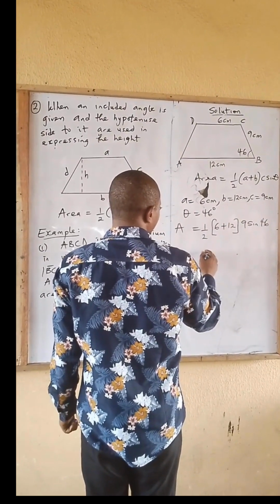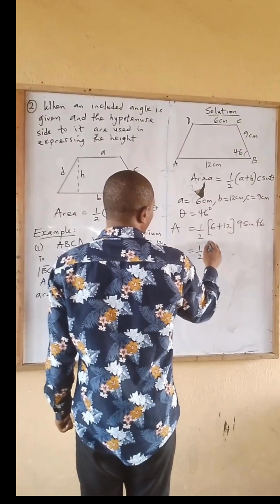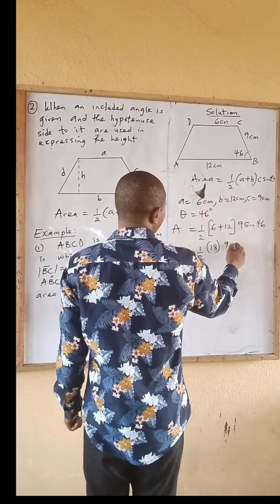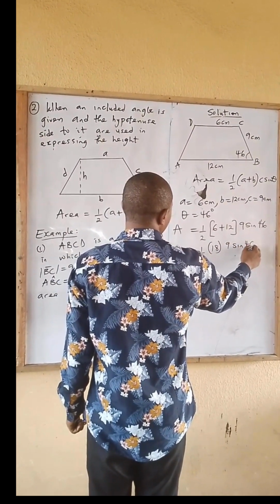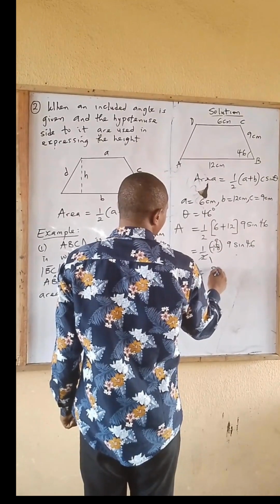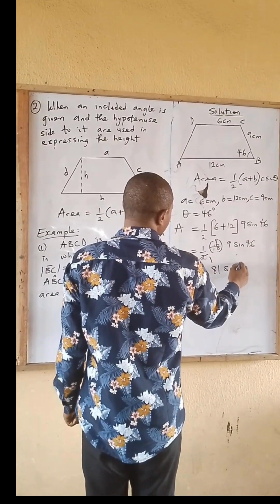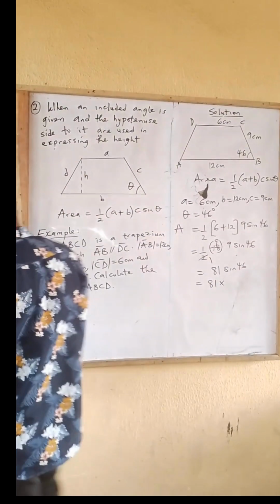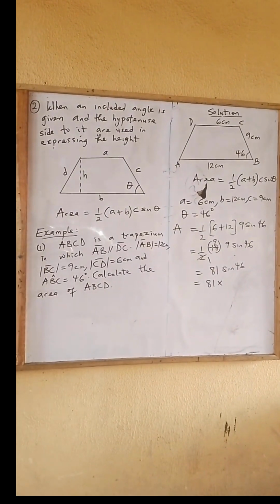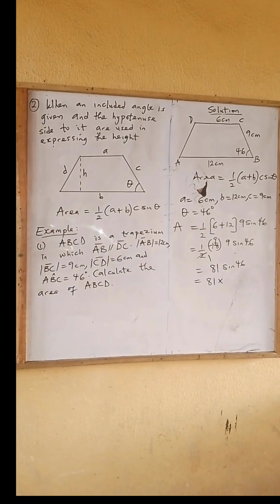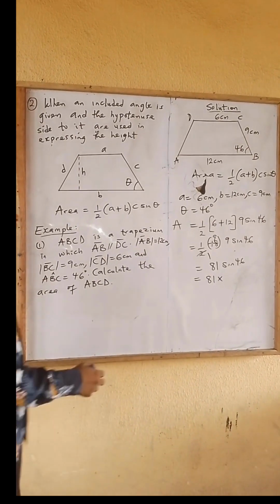6 plus 12, that will be 18. So we are going to have 1 over 2 (18) into bracket, then we have 9 sine 46. 2 here 1, 2 here 9. 9 times 9, that will be 81 sine 46. Then we need to know the exact value of sine 46. What is the actual value of sine 46? That will give us 0.7193.